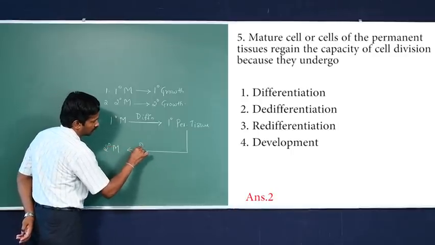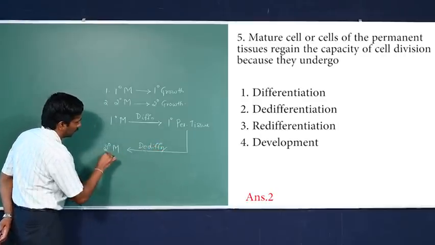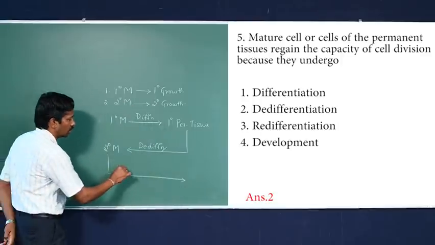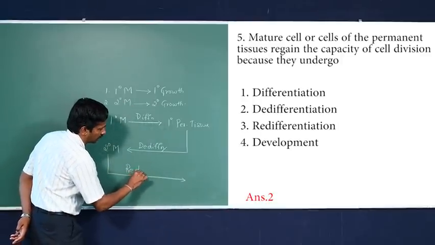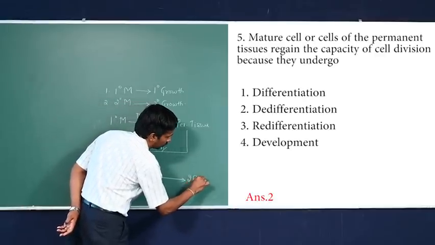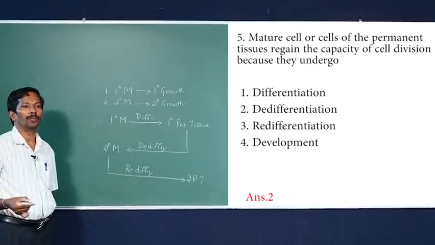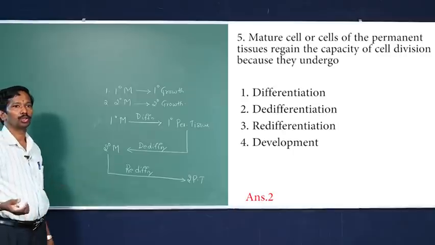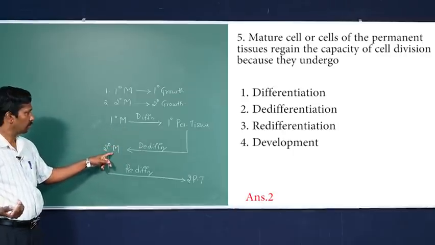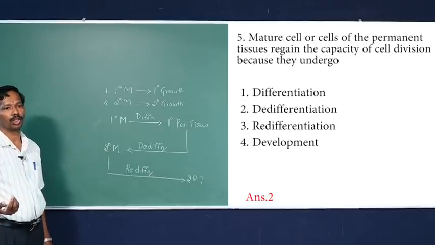The process is called dedifferentiation, and secondary meristem, after once again differentiating, a process called redifferentiation, produces secondary permanent tissue. These terms are often represented even in the growth chapter, and hence the answer should be second. Dedifferentiation is a phenomenon where secondary meristem is developed after regaining the capacity of cell division by a permanent tissue.